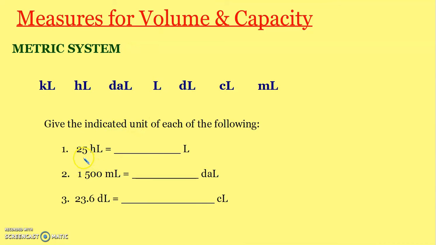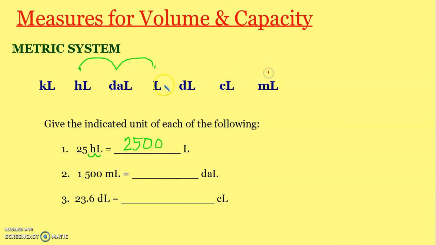We have to convert 25 hectoliters to liters. Hanapin ulit si hectoliters. Si hectoliters ay nandito. At si liters ay nasa right side. So bigger to smaller. Ilang jumps? 1, 2. 2 jumps to the right. In 25, you have the decimal point here. 1, 2. So we add 2 more zeros, and 25 becomes 2,500.